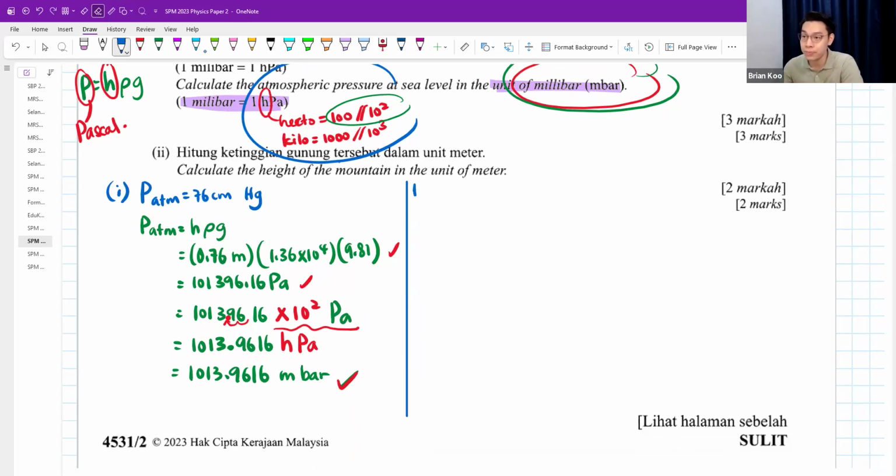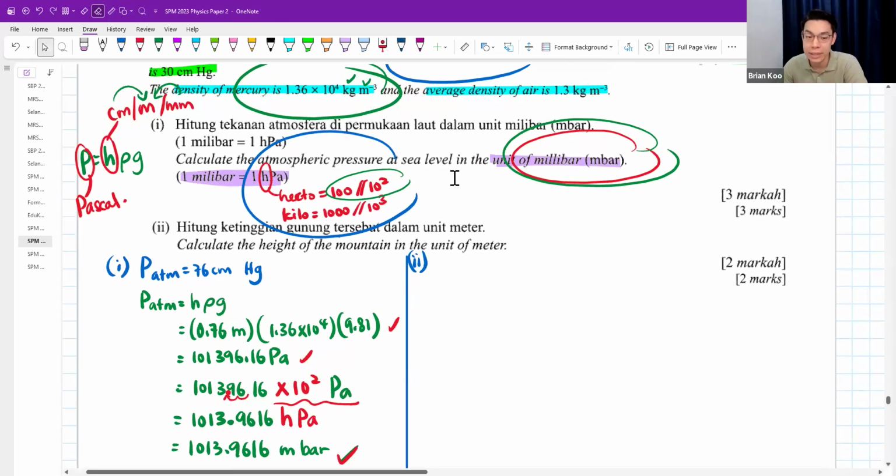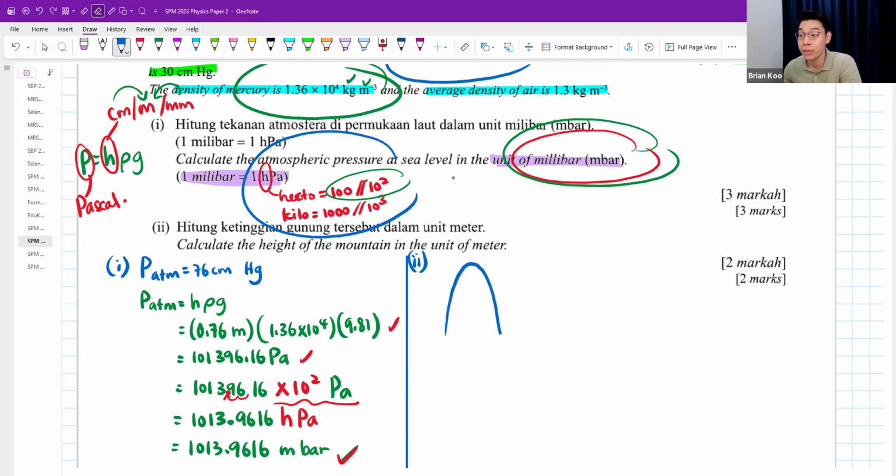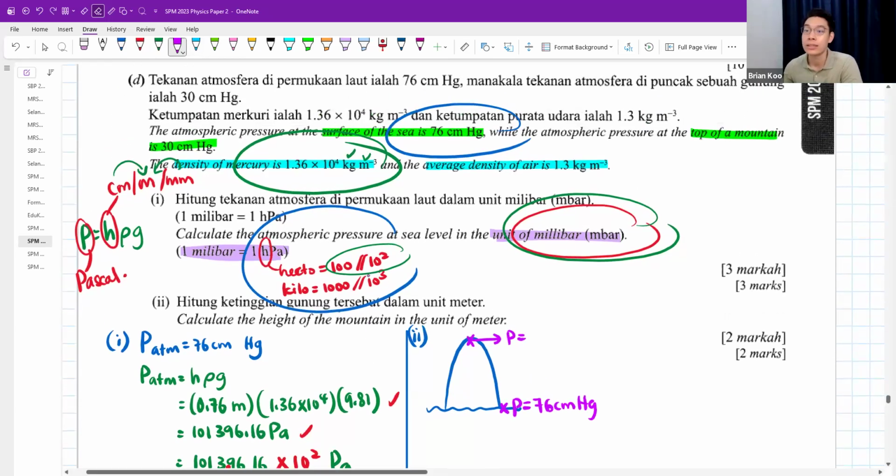Okay, part 2, calculate the height of the mountain in the unit of meter. A bit tricky this one. Honestly, I feel part 2 is more difficult. This is a mountain, by the way. At the bottom of the mountain, they say the pressure is 76 cm Hg. At the top of the mountain, they say the pressure is 30 cm Hg.